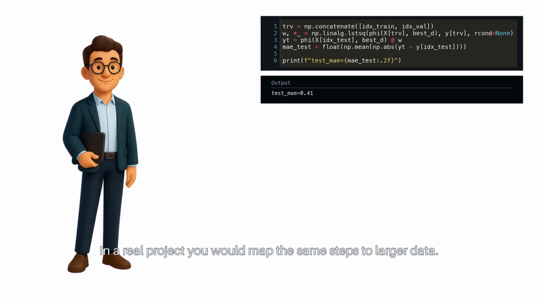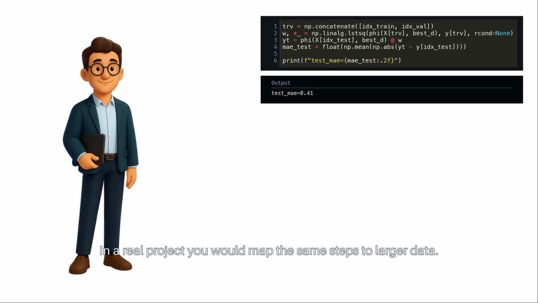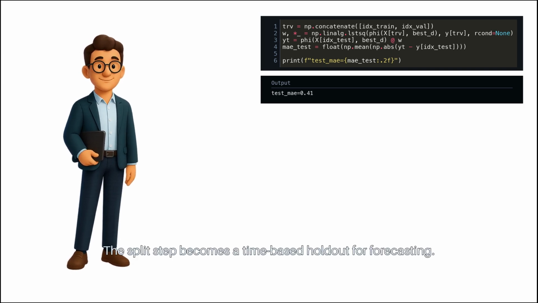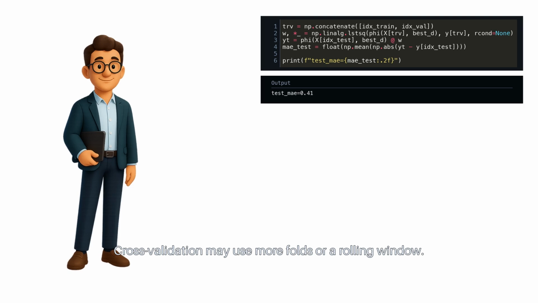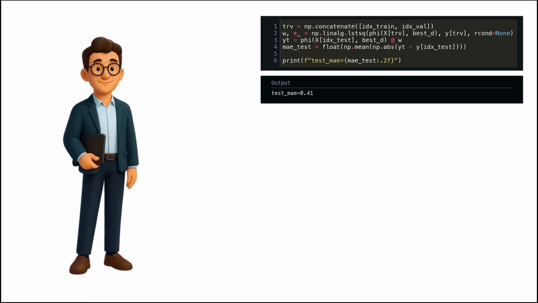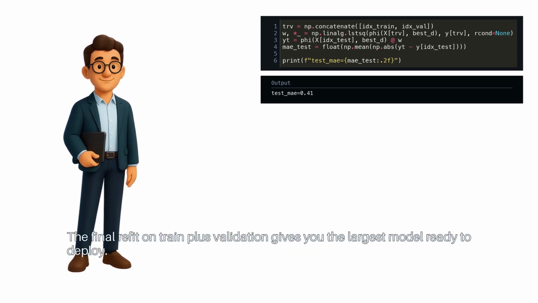In a real project, you would map the same steps to larger data. The split step becomes a time-based holdout for forecasting. Cross-validation may use more folds or a rolling window. The final refit on train plus validation gives you the largest model ready to deploy.